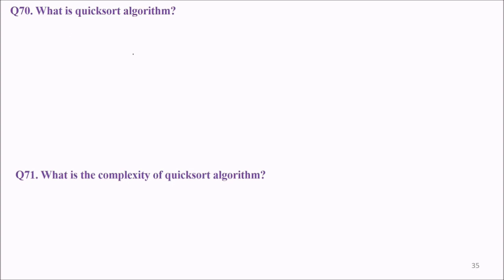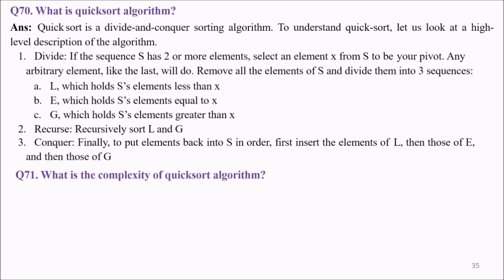What is the quicksort algorithm? Quicksort is like merge sort. It is also a divide and conquer sorting algorithm. To understand quicksort, let us look at the high level description of the algorithm. First we divide, we recurse, and then we conquer. In this we partition. Basically quicksort means partition, so partitioning is the main criterion. Whenever we partition, we always place a value such that the left hand side partition is always sorted.